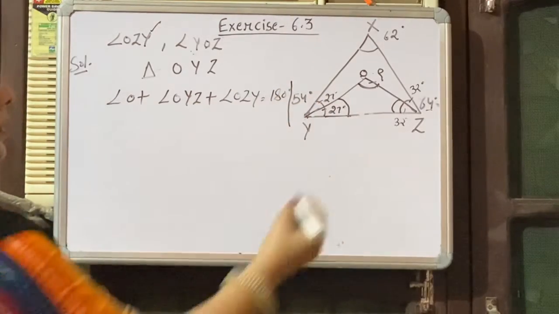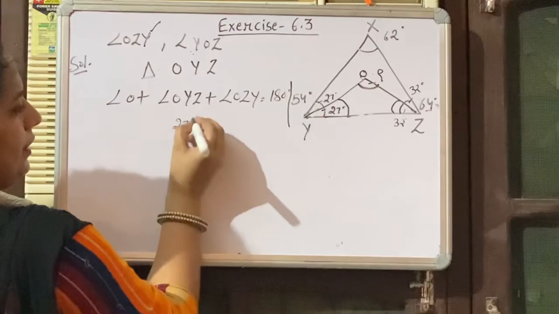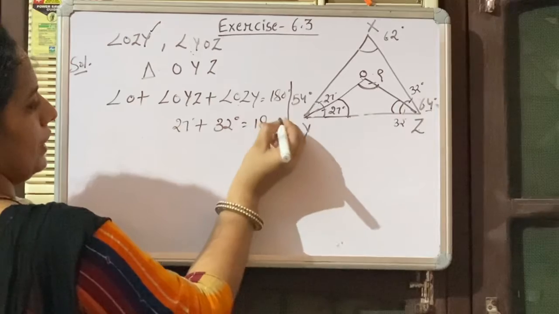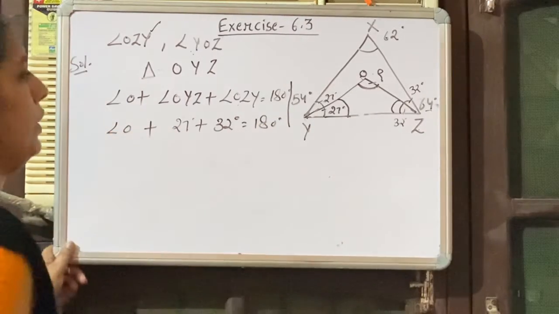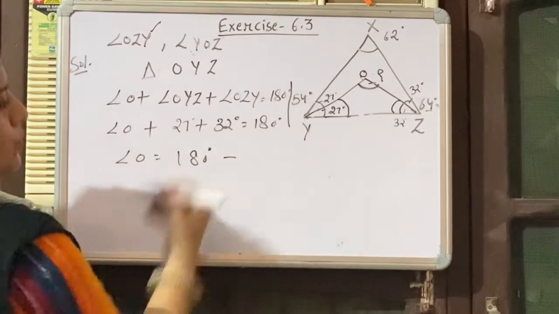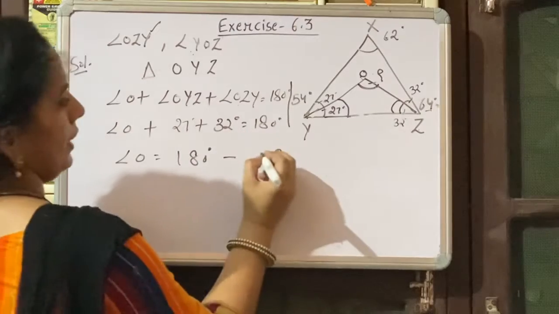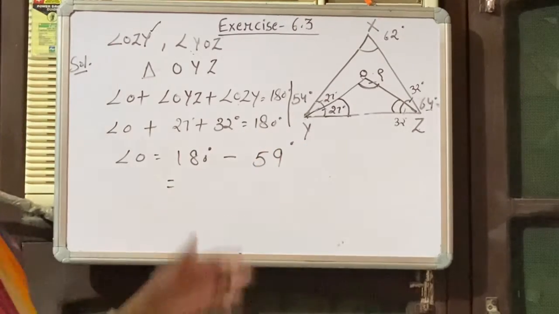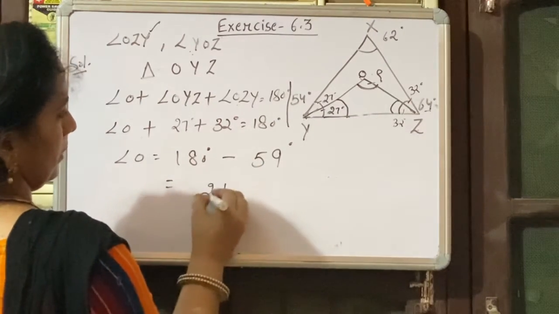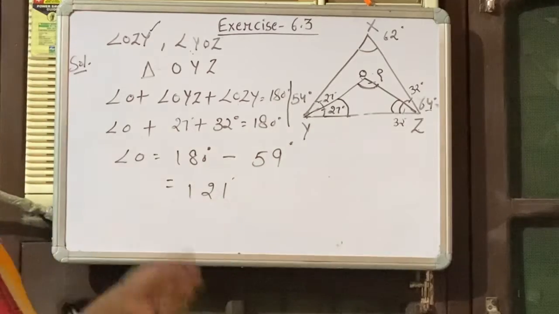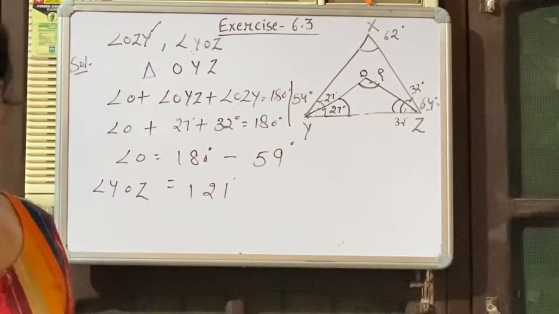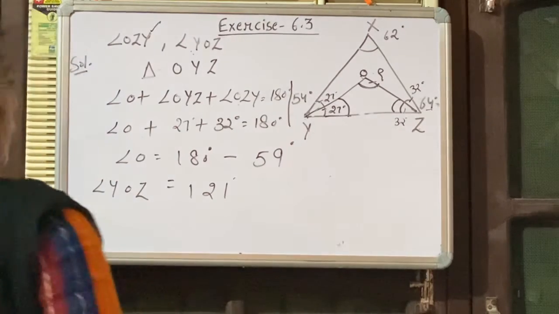Now put the value 27 degree, 32 degree, which is equal to 180 degree, and here is angle O. So angle O is equal to 180 minus sum of these two angles, 59 degree. After subtracting, we can easily find out value of angle O, that is complete equal to YOZ. This is our question number 2. Now we will do next question.